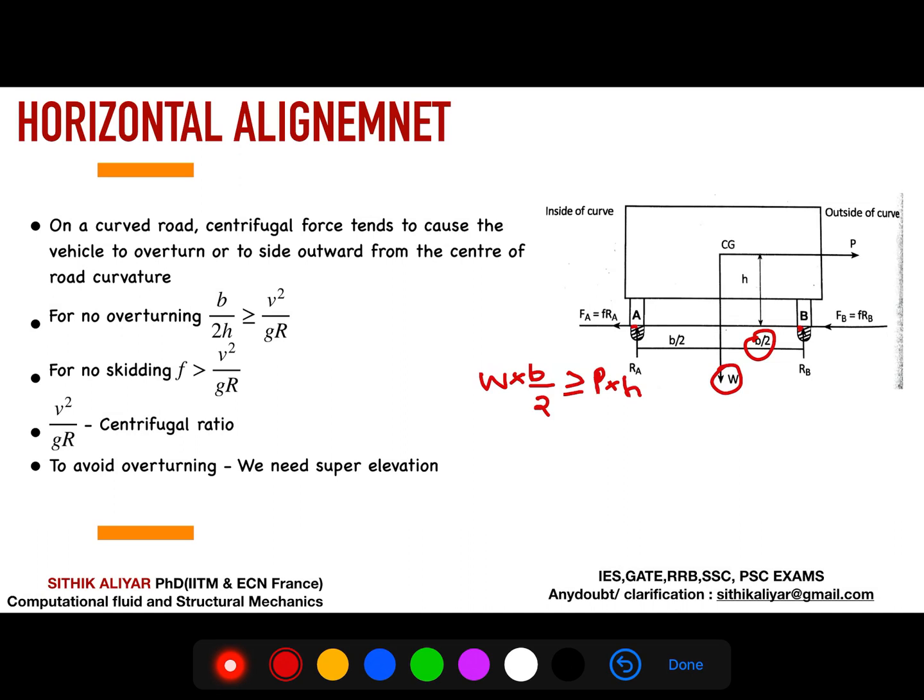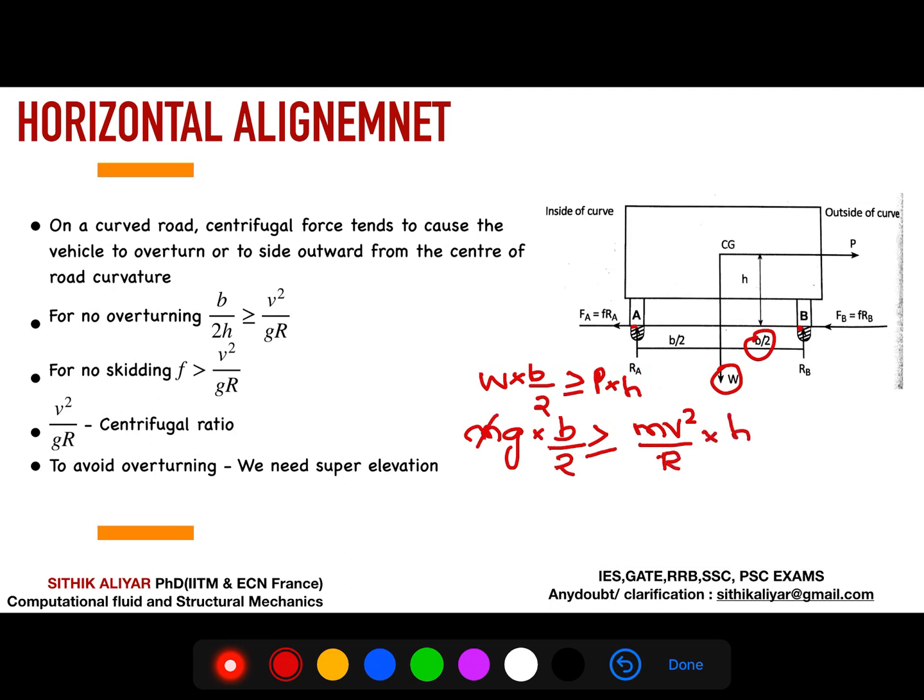So we know, as per Newton's law, W can be written as mg, into B by 2, and it should be greater than the centrifugal force. It can be written as mv square by r, which you also know from physics, into h.